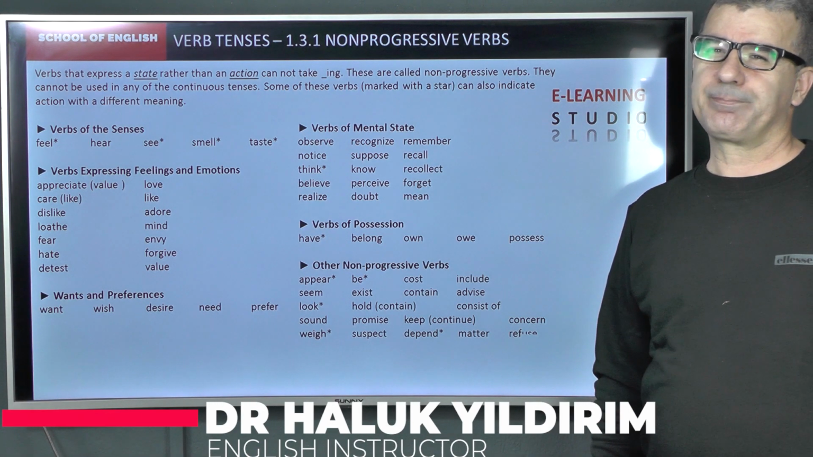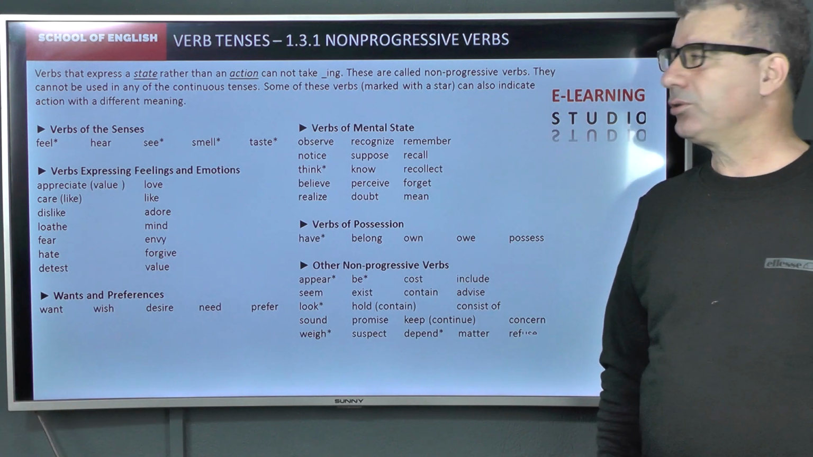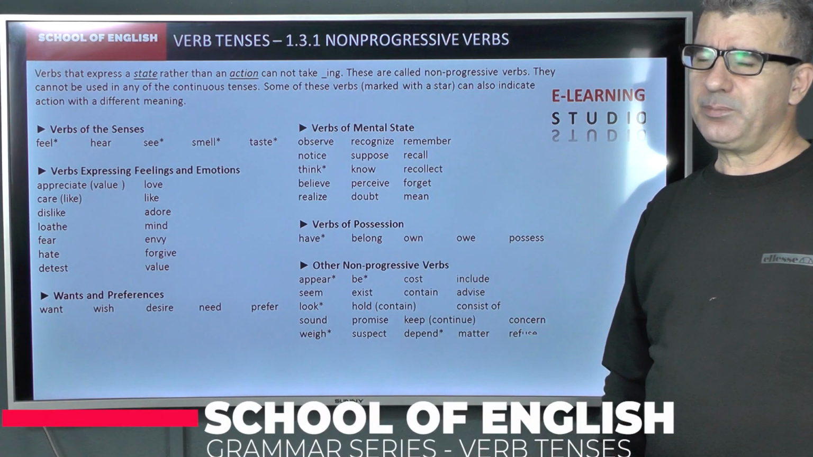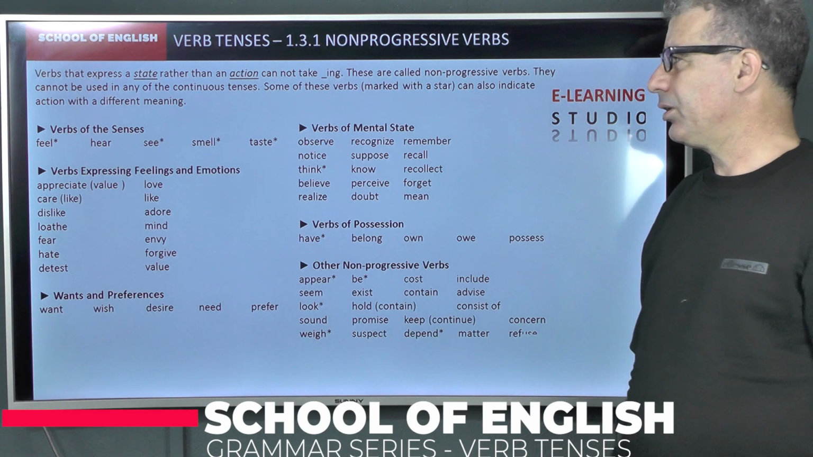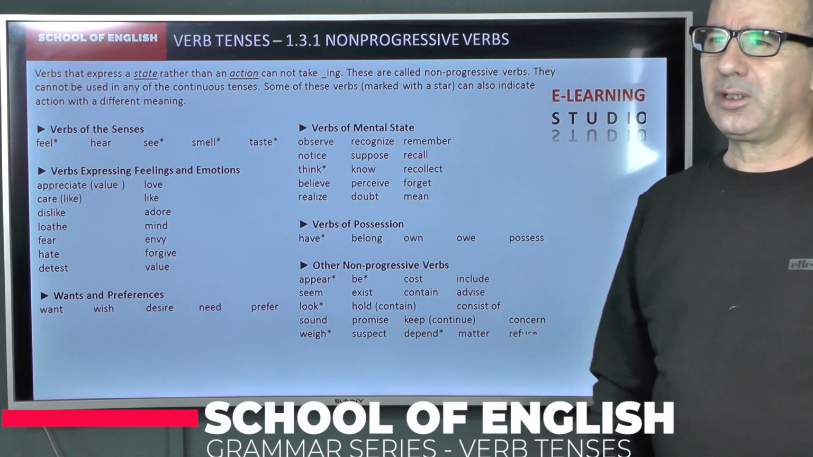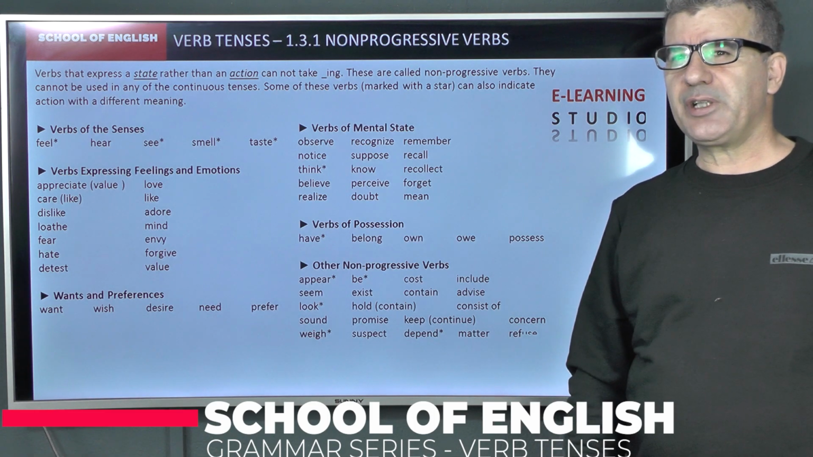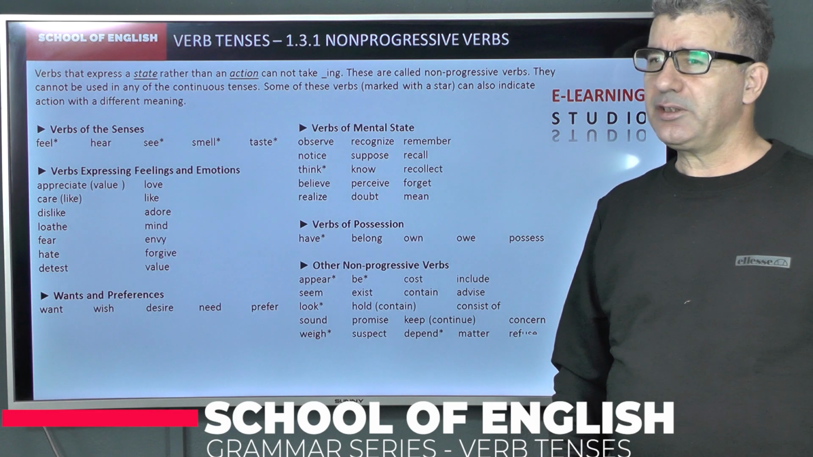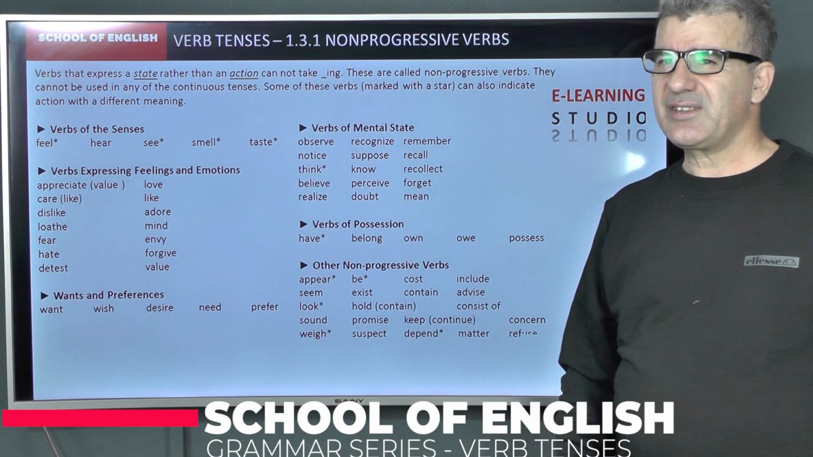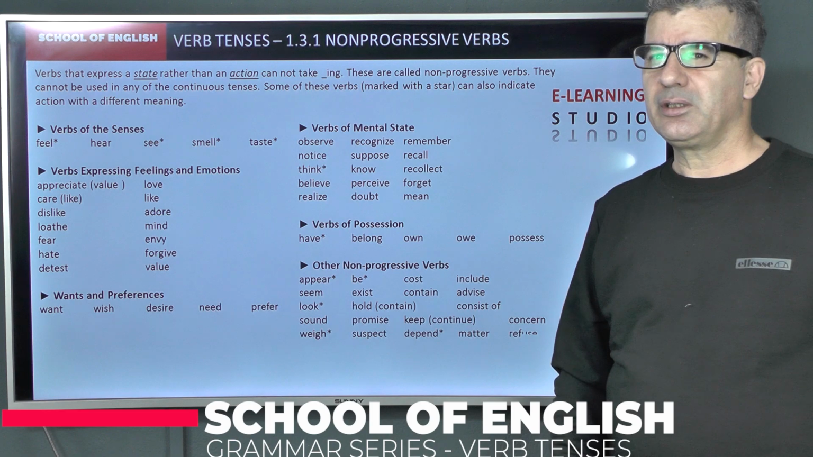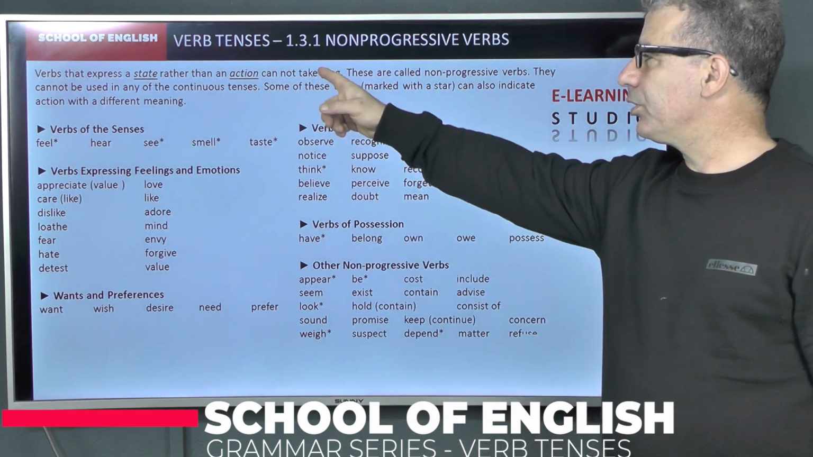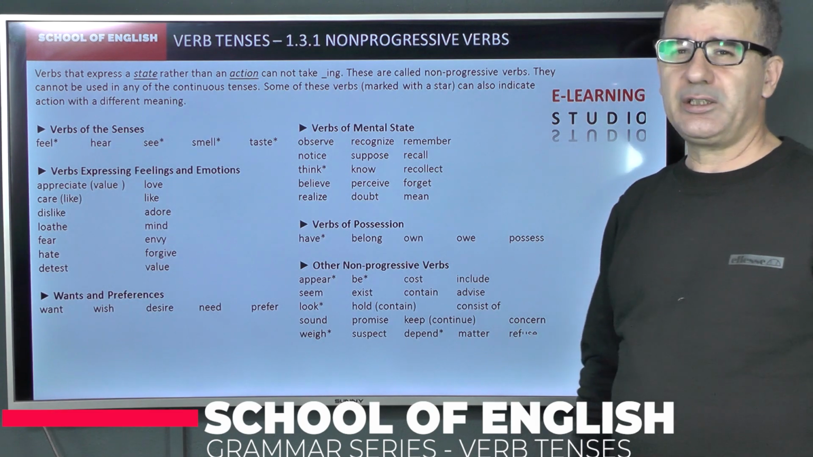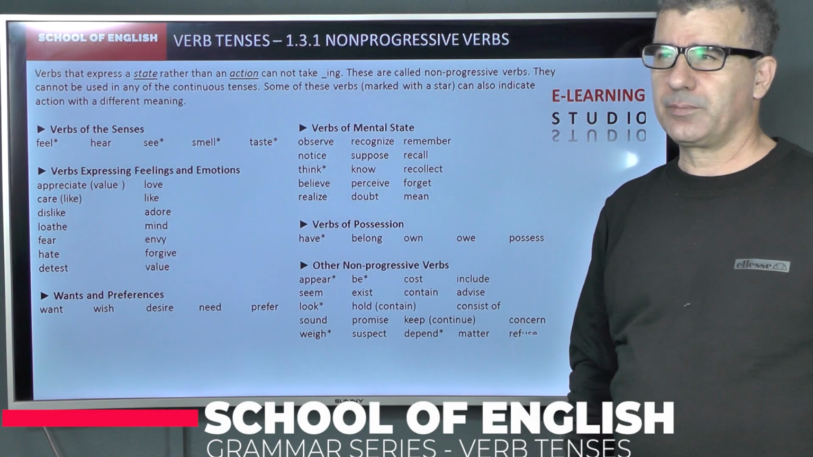Welcome to School of English. In this lesson, we're going to talk about non-progressive verbs. As I mentioned in previous lessons, non-progressive verbs are the verbs that express state rather than action. And if a verb in English does not express action, it cannot be used with verb ing. That's the main idea behind non-progressive verbs.